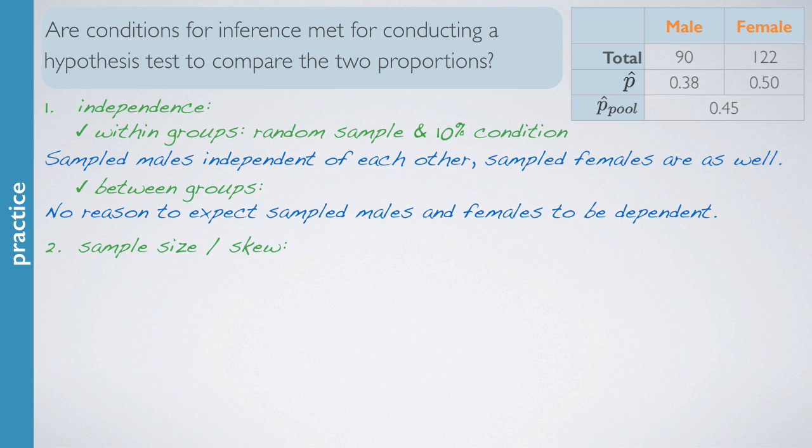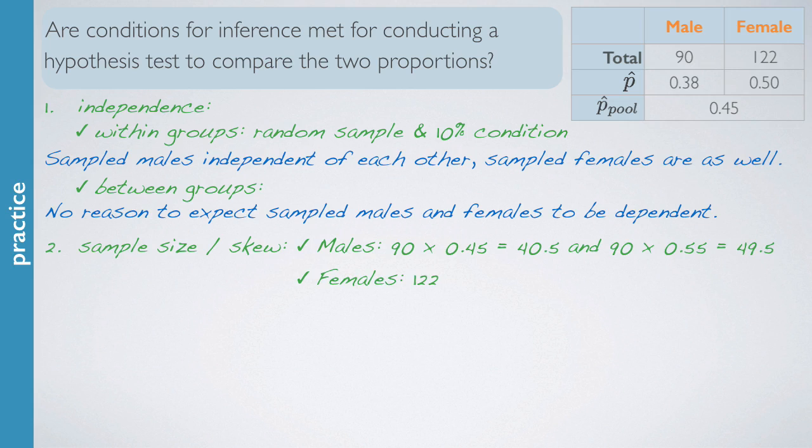When it comes to sample size and skew, we want to consider the success-failure condition. However, we're doing a hypothesis test for the difference between the two proportions, so to check our success-failure condition, we use the pooled proportion that we had calculated, which was the 45% shown above on top in our data summary table. For the males then, we have 90 males times 0.45 gives 40.5, and 90 males times 0.55, that's the probability of failure or the proportion of failures, gives 49.5. Both numbers are greater than 10.